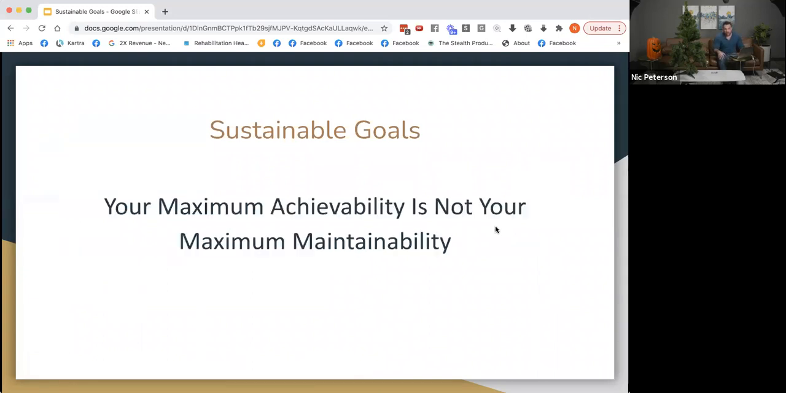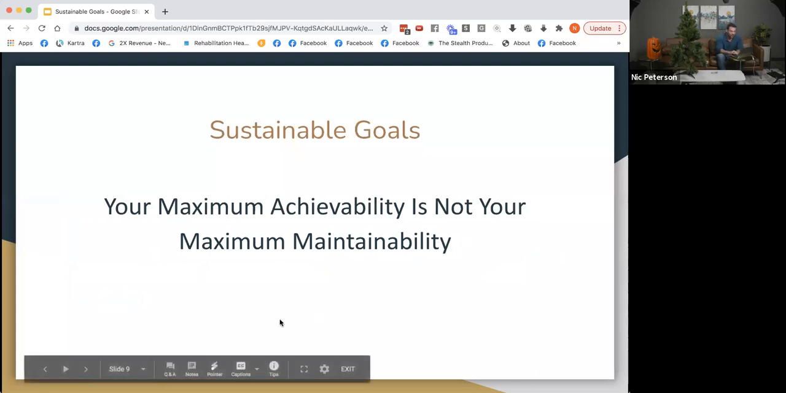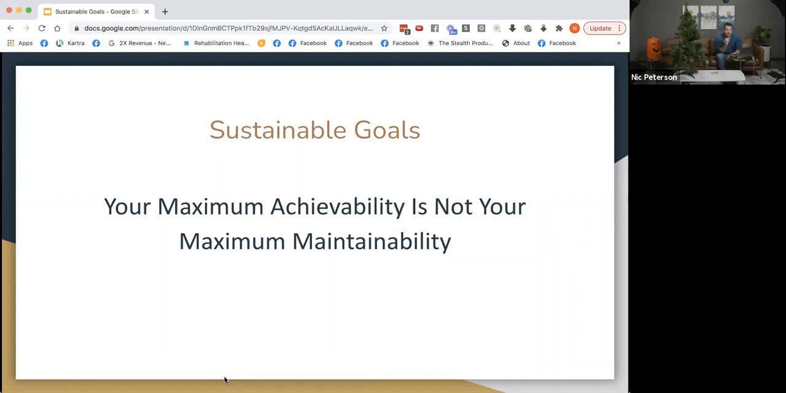Here's the biggest takeaway. Here's the thing that I implore you to think about if you actually want your life to get better over a long period of time. Your maximum achievability is not your maximum maintainability. I do believe you could lose 30 pounds in this time frame or get to $100,000 a month. However, if we're not thinking about maintainability, this is the one-hit wonder, right?